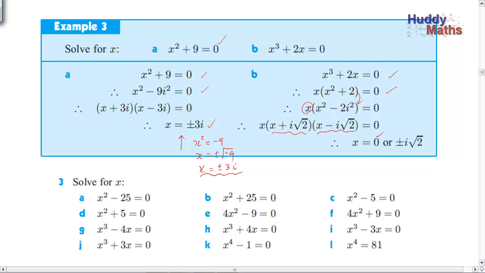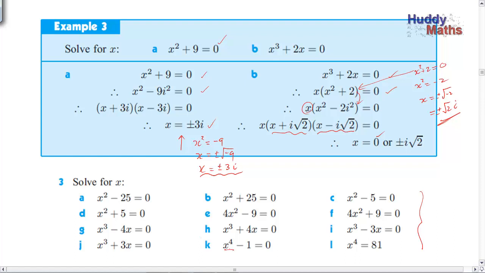You could do that also with this part here without factorising. You could say x squared plus 2 equals 0, x squared equals -2, x equals plus or minus root -2, plus or minus i root 2. Okay, so be flexible. I think you should have a go at all of these, do them in a couple of different ways perhaps, and just watch out for the differences.